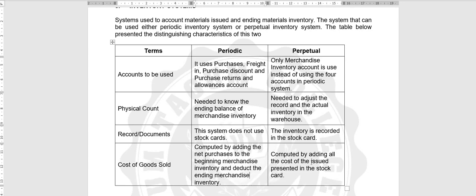Okay, then for perpetual, what you can do is simply add all of the cost of the goods sold during that period. Because every time you have a sale, you update your stock card. Every time there is movement of your inventory, you automatically update your stock card. So the cost of sales is computed by adding all the cost of the goods sold.